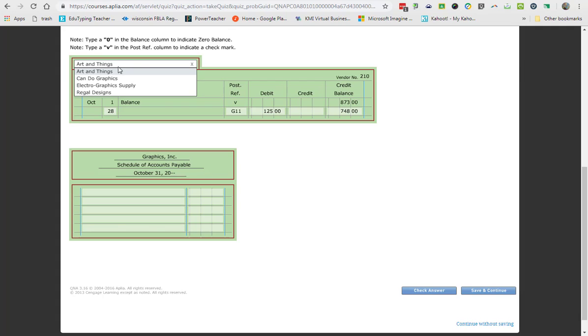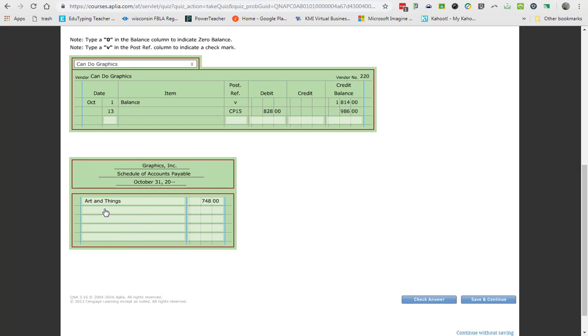Now, to do our Schedule of Accounts Payable, I start with my first vendor. My first vendor is Art and Things, and it's account number 210. Does it have a balance? Then it goes on here. So I write my account title, Art and Things, and I put its balance, $748. Then I go to my next one.